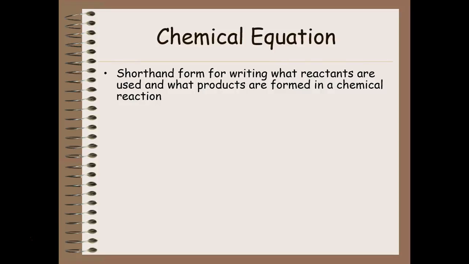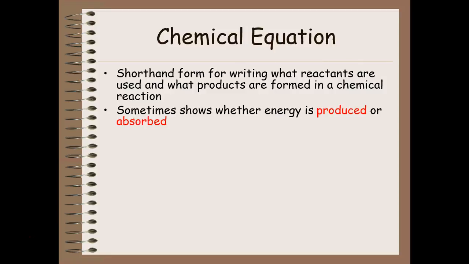So the chemical equation is a shorthand form for writing what reactants are used and what products are formed in a chemical reaction. Sometimes the equations can also show whether energy is either being produced or absorbed during the reaction. For example, 2H2 plus O2 yields 2H2O. So we have reactants on the left-hand side. This is what we start with. It's kind of like the starting ingredients in a recipe. Then we have the yields, or the equal sign, and the products are on the right-hand side.